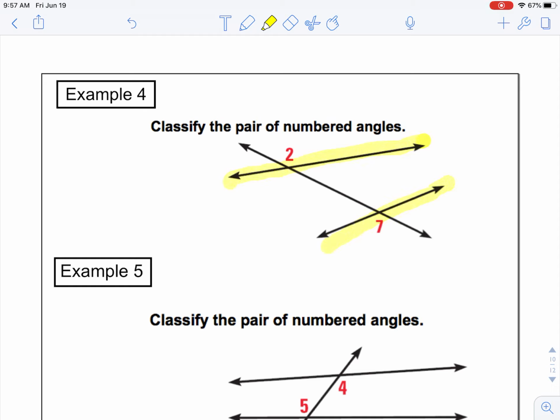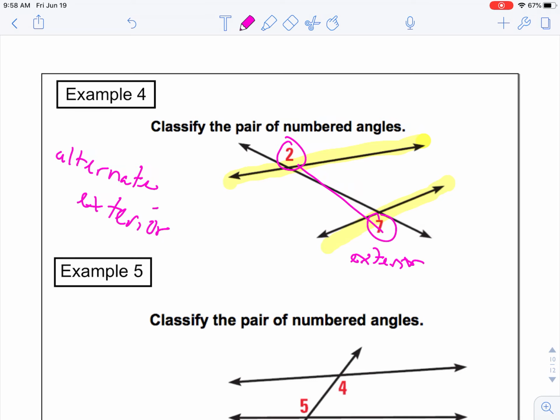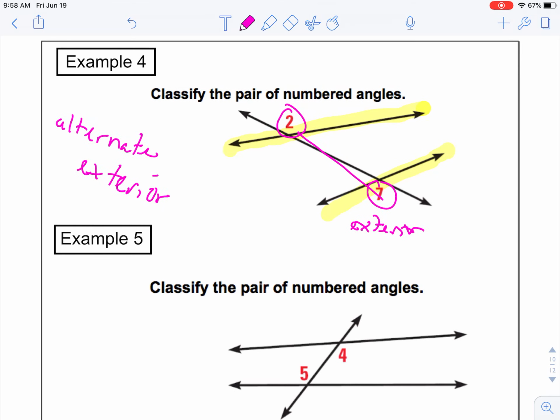Okay, let's look at the next one. Again, here are your lines and your transversal. When you look at this, these are alternating across the transversal, but they are on the exterior. So these are alternate exterior angles.